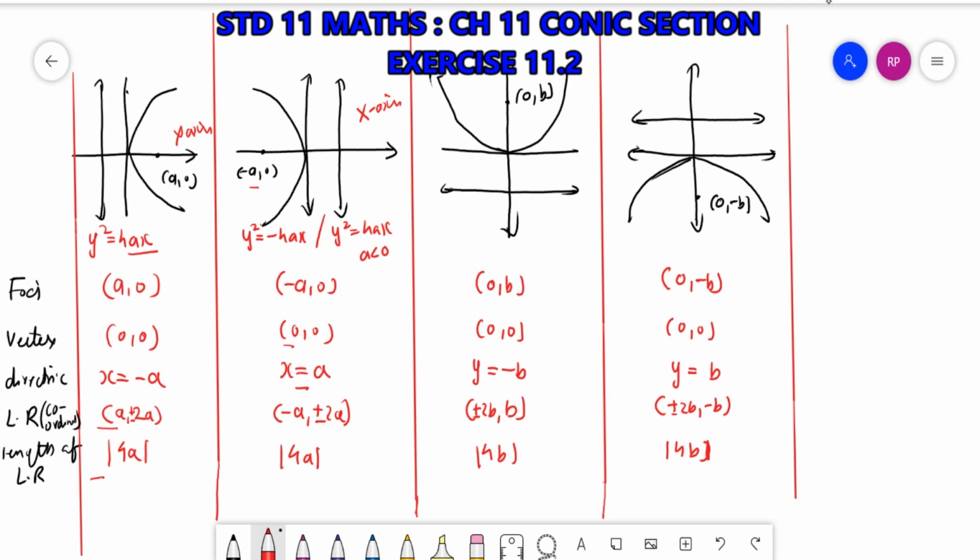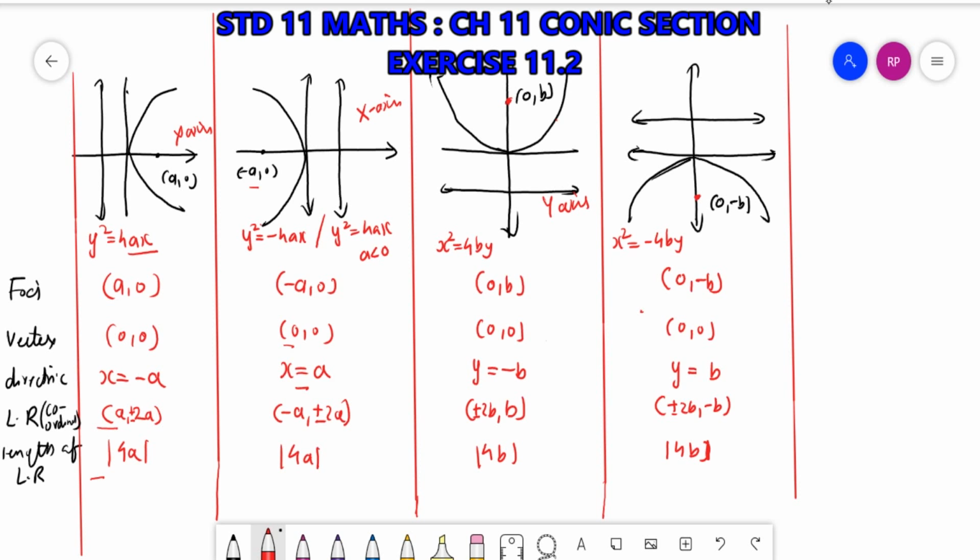Clear? Now, if the major axis is the y-axis, then the general equation of parabola will be x square equal to 4by. Even in this case, x square equal to 4by or minus 4by, where b is negative, so it's minus 4by. So in the first case, the focus is (0, b). In the second case, as it is on the negative y-axis, it's (0, minus b).